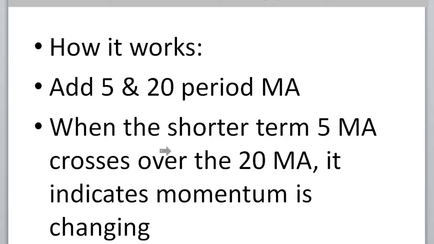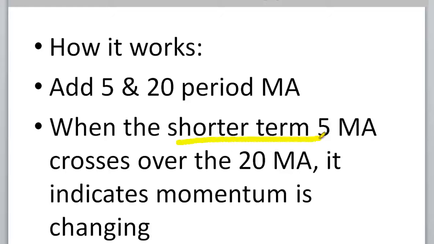Okay, so how does it work, what's the secret recipe of this trading strategy? In addition to our RSI, we want to add a 5 and a 20 period moving average. The 5 period moving average is a shorter term moving average.